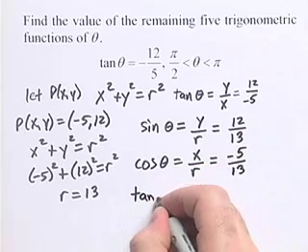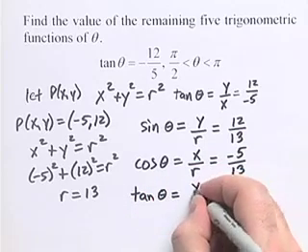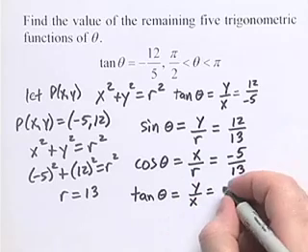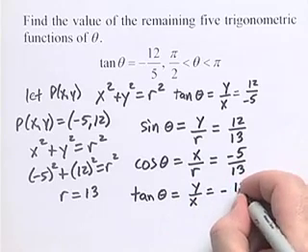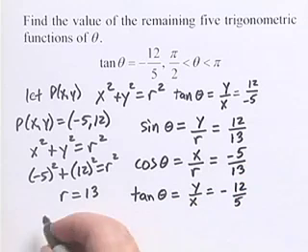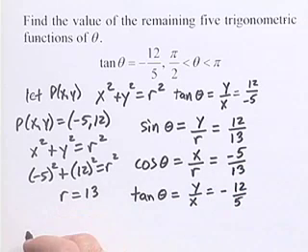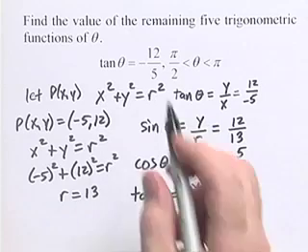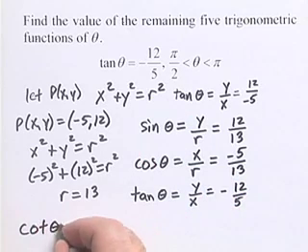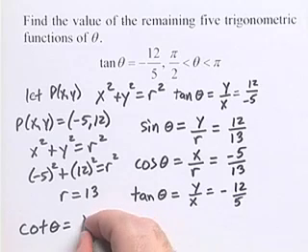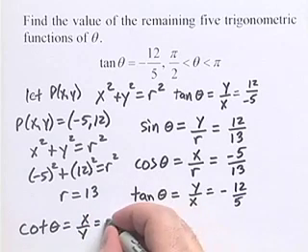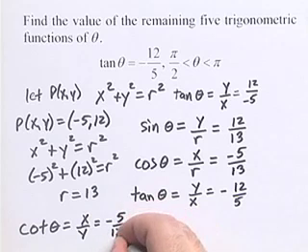Tangent of theta will be y over x. Again, putting in our values for y and x, we'll get negative 12/5. Cotangent, I guess we already have tangent of theta up there. Cotangent of theta is equal to x over y. Plug in our values for x and y. We'll get negative 5/12.